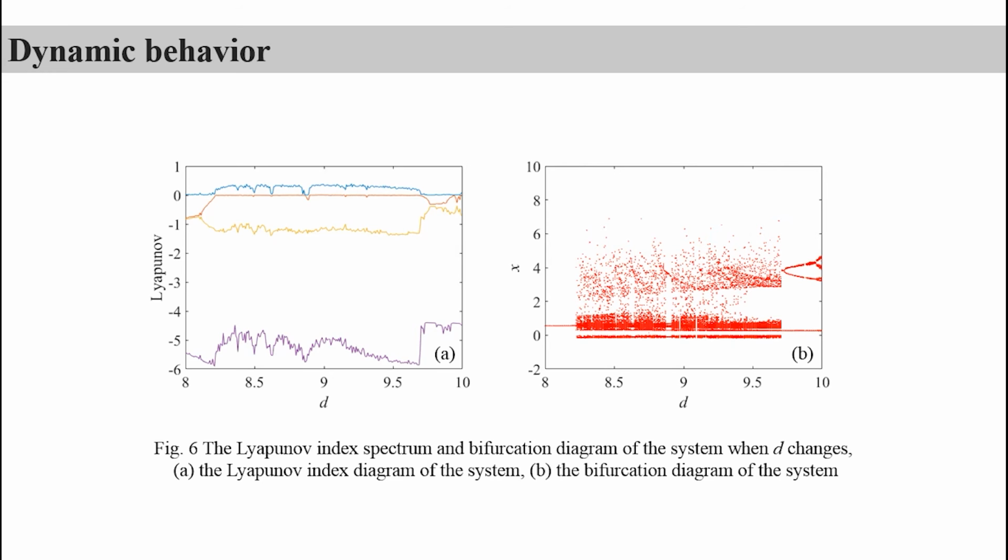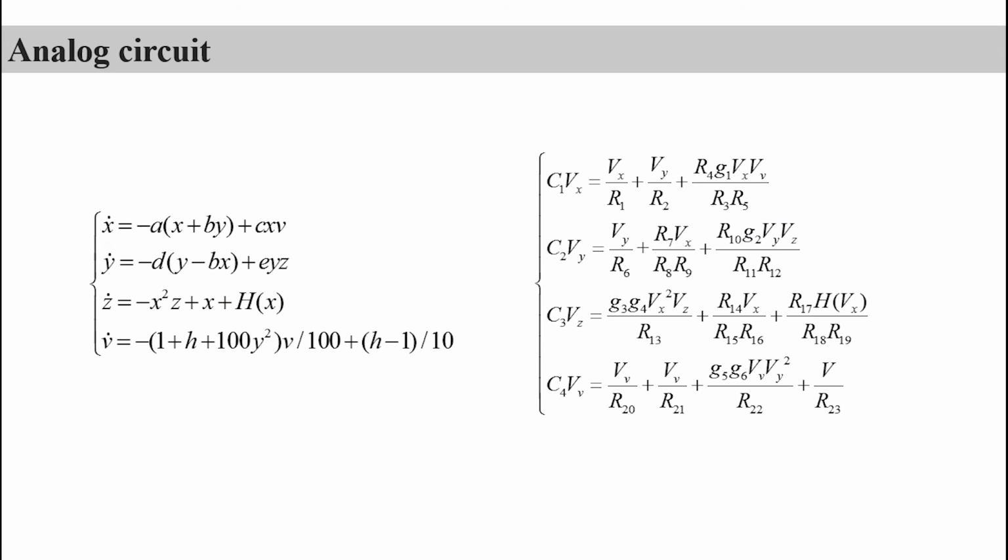Analog circuit design of the system. In order to perfect the theory of the system, an analog circuit corresponding to the new system shown in Formula 13 is designed. The analog circuit is composed of one arithmetic circuit and an 11 piecewise linear function circuit. The complete circuit consists of resistors, capacitors, multipliers, and operational amplifiers.